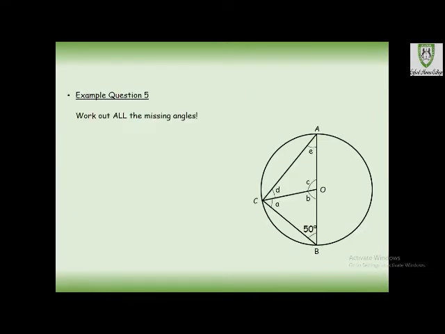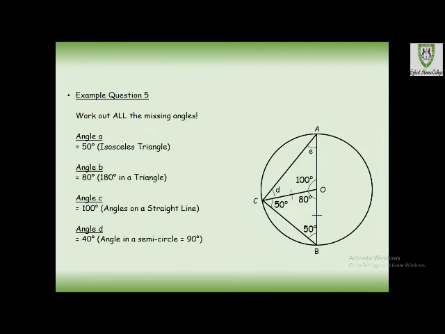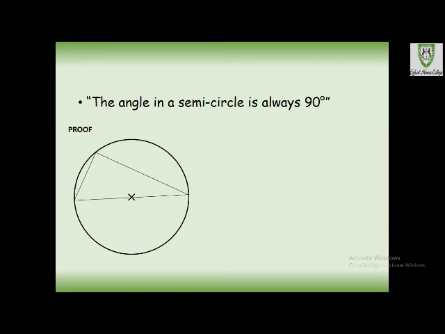Okay, we move on to the next slide. We should be able to do this on our own, finding A, B, C, D, E, and these are the solutions. Recall, you should go through the video over and over again for good understanding of the topic. A is 50 degree, base angles of isosceles. Then you find B as 80, C as 100, D as 40, E as 40, because they are both base angles of isosceles triangle. Alright, angle in a semicircle is always 90 degree.